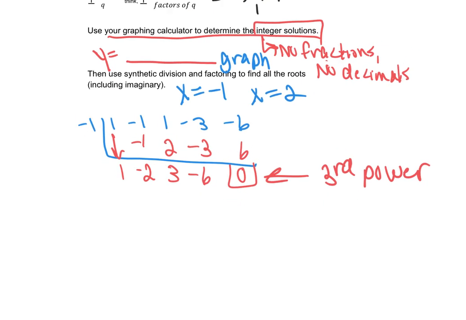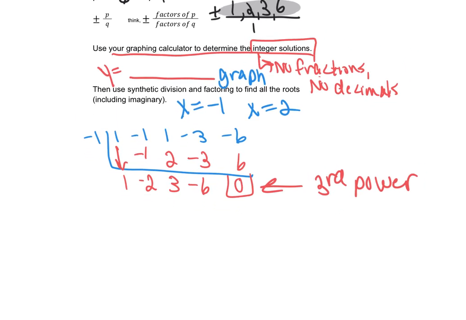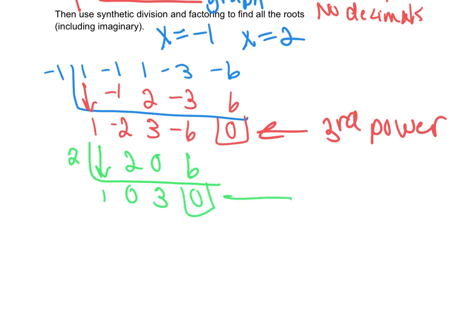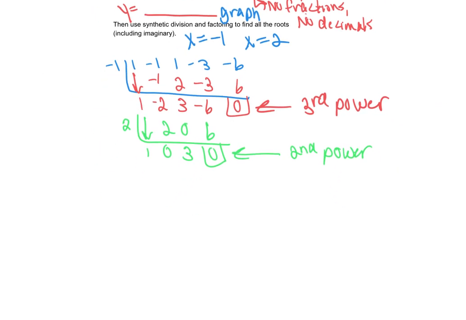And then we need to use our second 0 that we know, which is at x equals 2. So we're going to go ahead and we're going to put 2 on the outside. And we're just going to synthetically divide again, drop that first number all the way down, multiply and add, multiply and add, multiply and add. And what we have here is going to be our second power. That's going to be our quadratic that we are able to actually solve. So that means that we'd have a second power as our highest power.